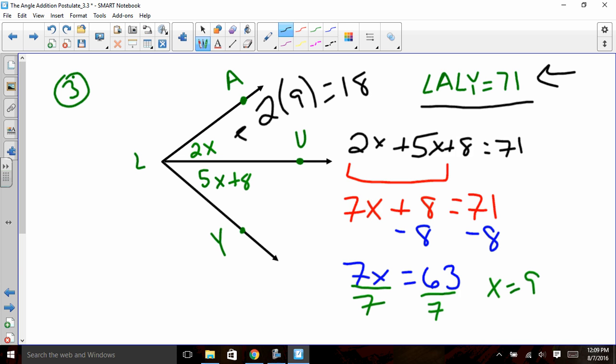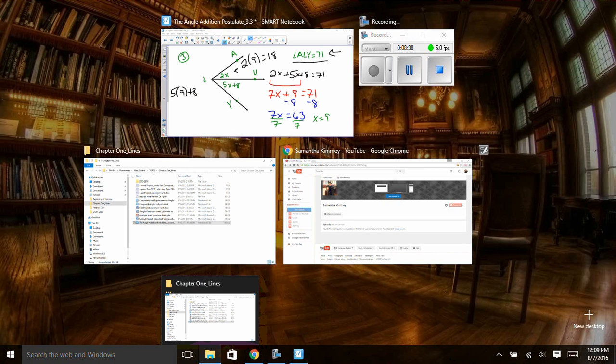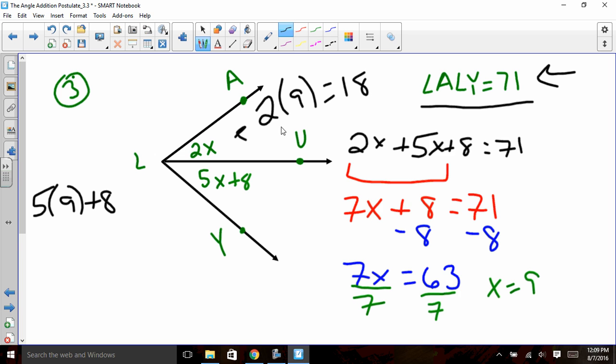My second angle is 5x plus 8. Again, we're going to have to go ahead and plug that 9 in. So I have 5 times 9 plus 8. 5 times 9 gives me 45 plus 8. 45 plus 8 ends up giving me 53. So that angle must be 53.